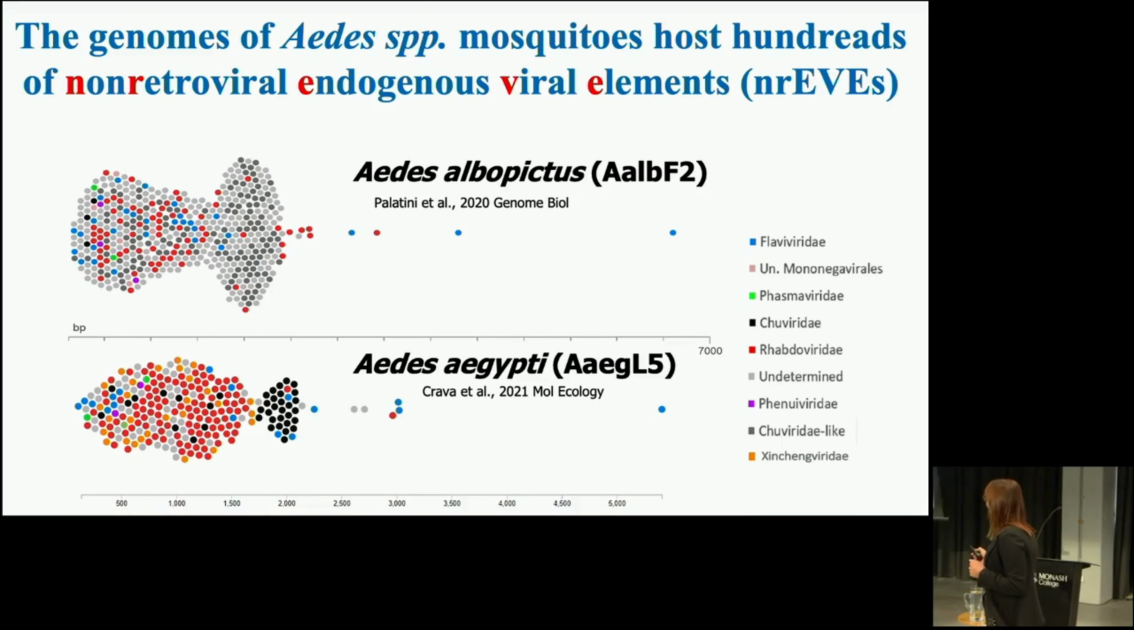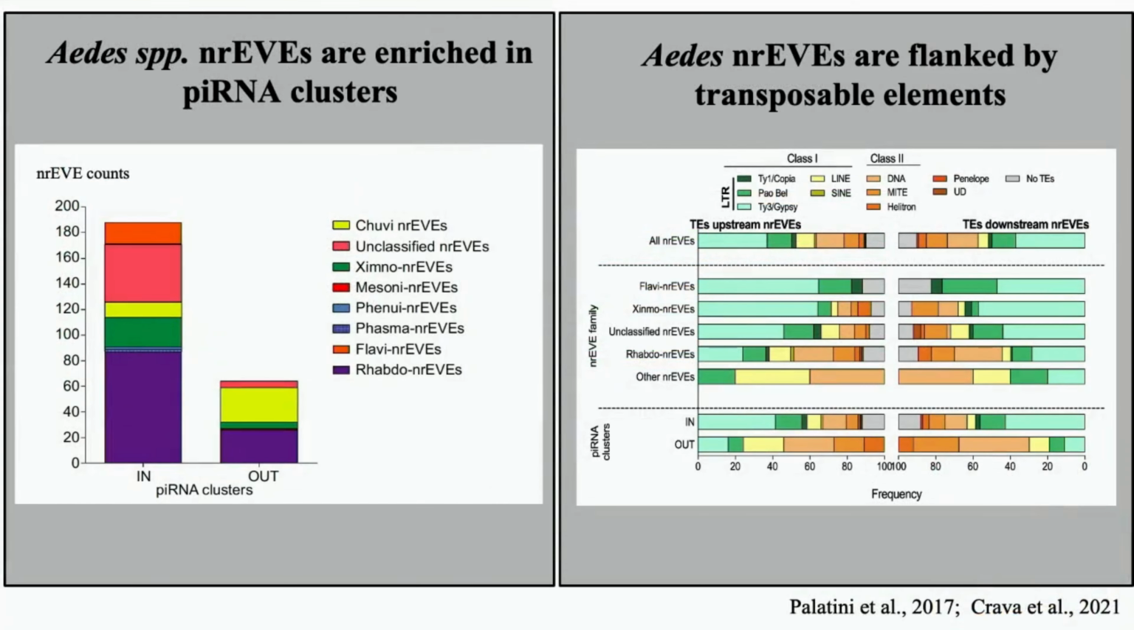And we look at where these sequences land, and they don't land casually across the genome, but they are enriched in piRNA clusters where they are flanked by transposable elements. piRNA clusters are specific regions within the genome. They were discovered in 2007 in Drosophila melanogaster as regions which are composed of fragments of transposable elements which produce small RNAs called piRNAs, which act during germline formation to shut down transposable elements based on sequence complementarity.